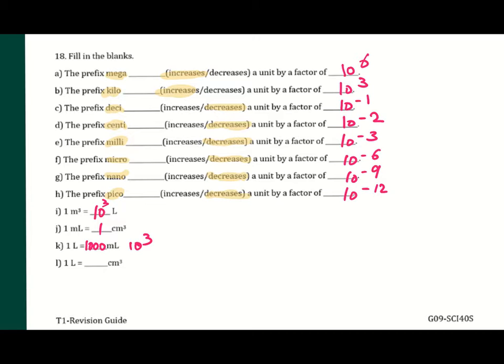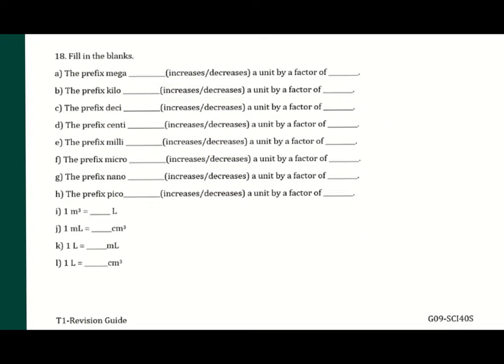1 liter equals also 1000 or 10 power 3 centimeter cube. Remember that 1 milliliter equals 1 centimeter cube. So 1 liter, which equals 1000 milliliter, should equal also 1000 centimeter cube.